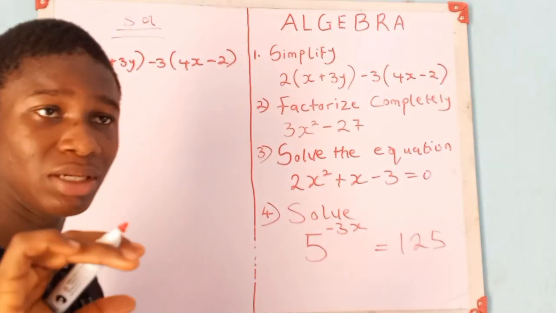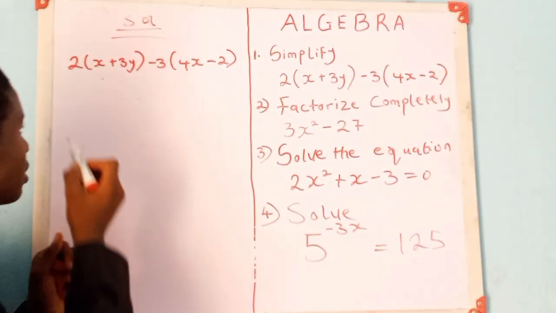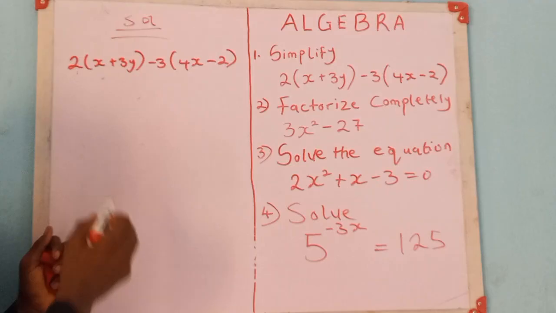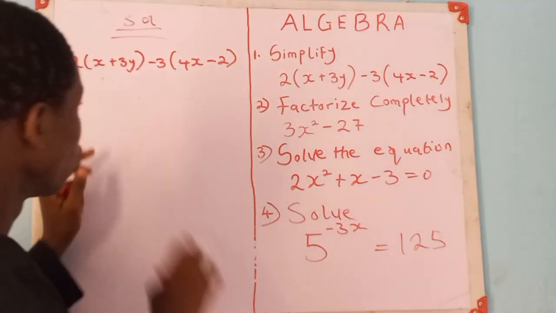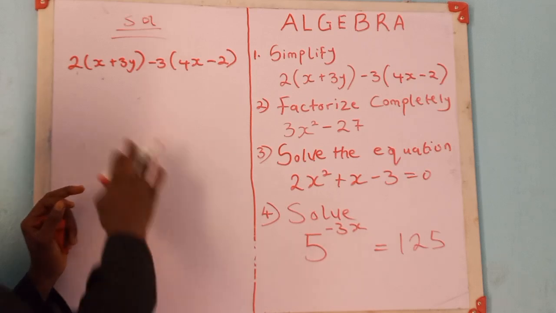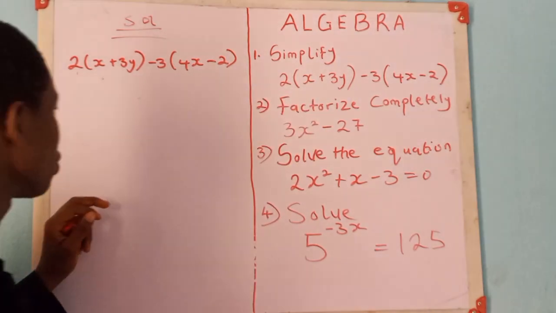Now what they simply want us to do is, if you look at this place, we have a number outside the bracket. So we need to use this number to clear the bracket. So whenever you see a question like this, you use the number outside the bracket to clear the bracket. So now let's do that.